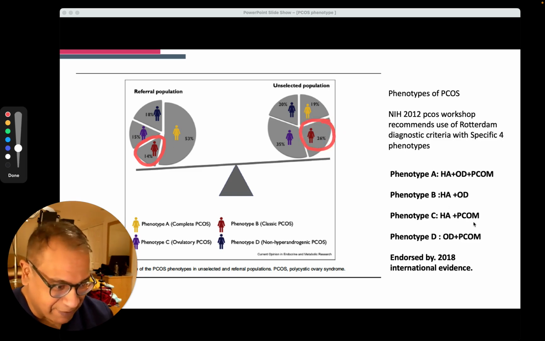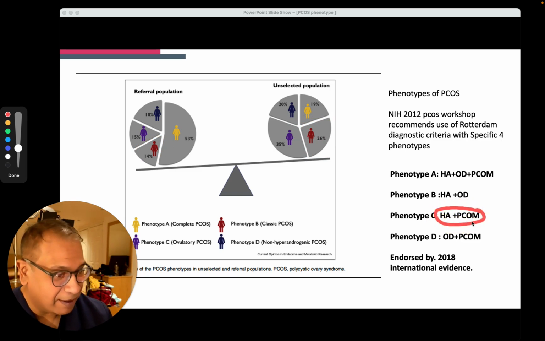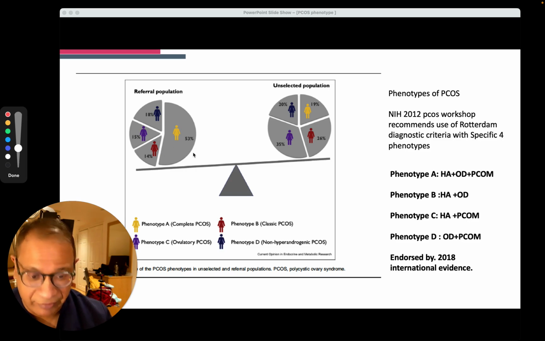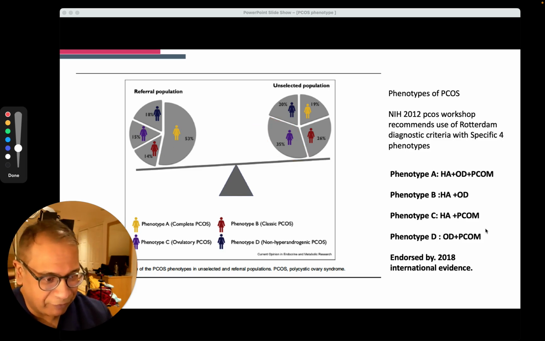If you look at type C, where you see hyperandrogenism, regular periods, and PCO morphology, you're looking at a referral population of around 15% by one study, but overall you're looking at a much larger proportion in the general population. And phenotype D is where you see irregular periods with PCO morphology, but androgens are normal.